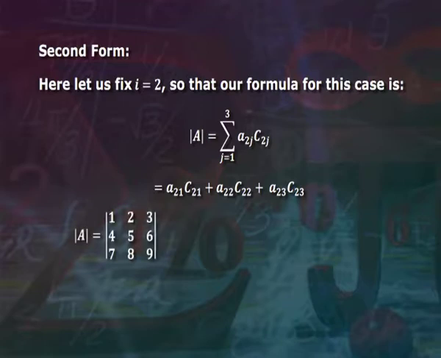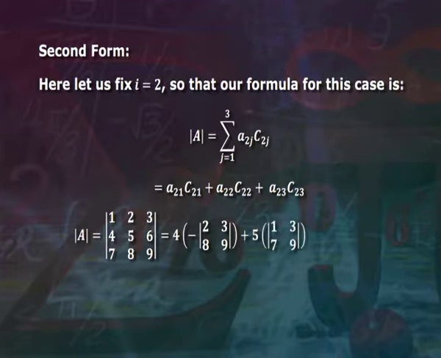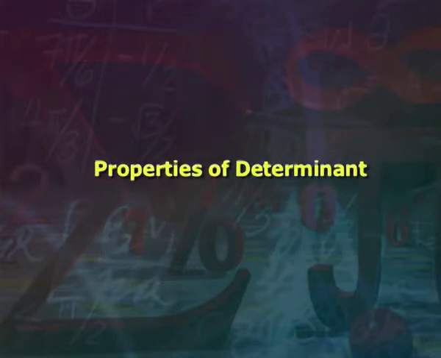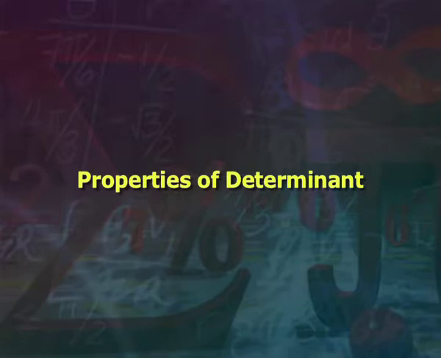Therefore, determinant A is equal to 4 multiplied by negative of the determinant [2, 3; 8, 9] plus 5 multiplied by the determinant [1, 3; 7, 9] plus 6 multiplied by the negative of the determinant [1, 2; 7, 8], which is equal to 4 multiplied by 6 plus 5 multiplied by minus 12 plus 6 multiplied by 6, which is 0. Now, we will look at some properties of determinant.